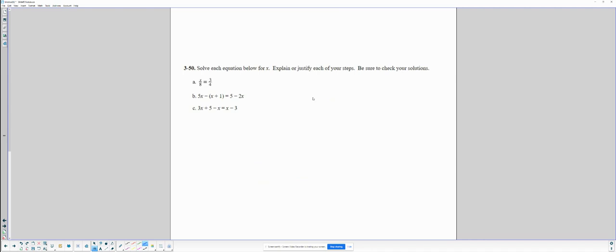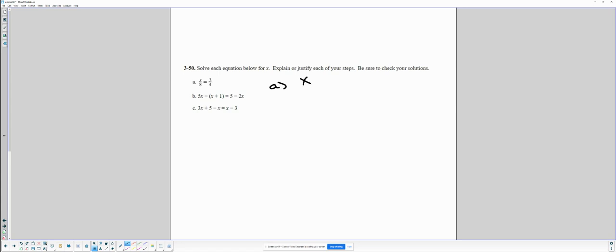Okay, and last one, solve each equation below for x. Explain or justify each step. So basically show your work and then check it. All right, so let's zoom in a little bit on this one. Well, actually, I think we're fine. Okay, so I'm gonna rewrite this part A. I'm gonna write it right here.